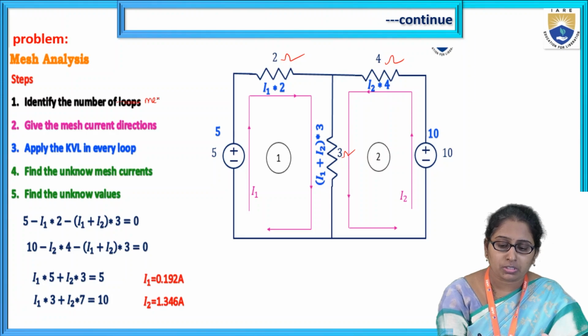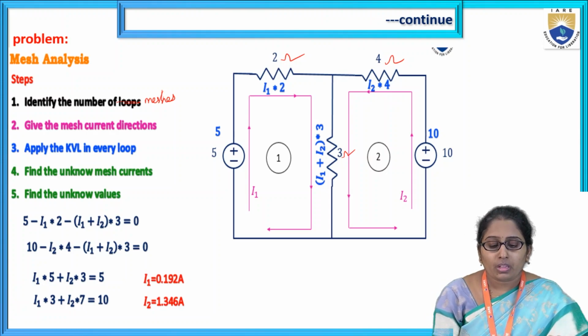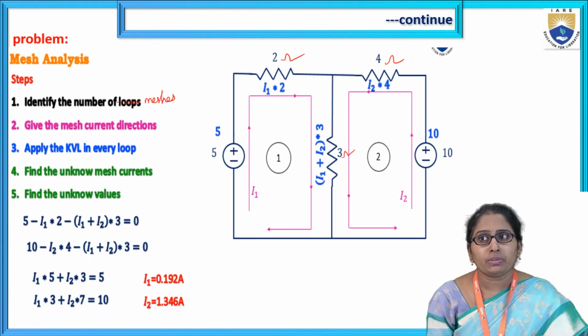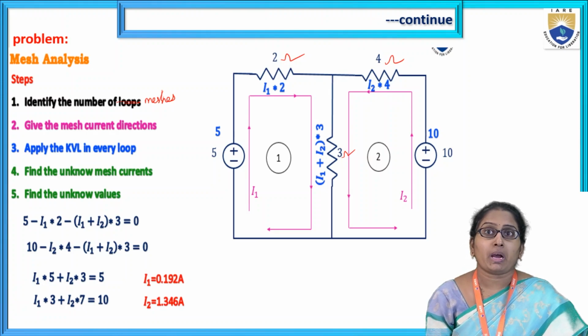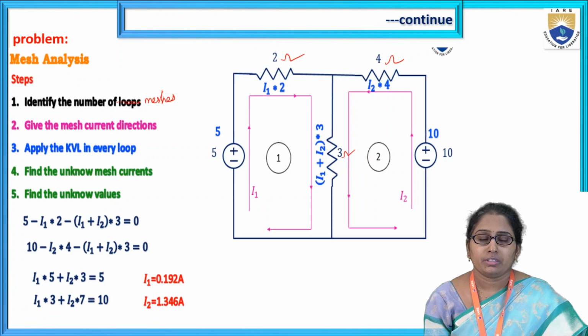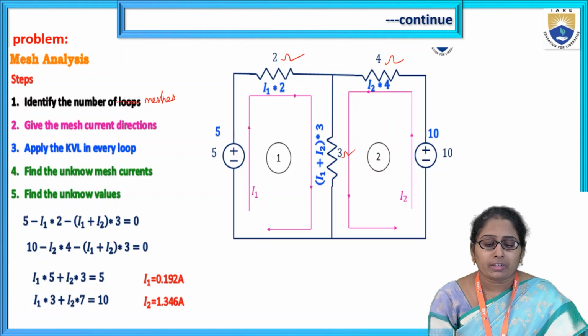The exact word is meshes, because there is a small difference between loop and mesh. A mesh means a closed path without any closed paths inside it. A loop means a closed path which may have other closed paths inside it. So for clarity, I am correcting this.